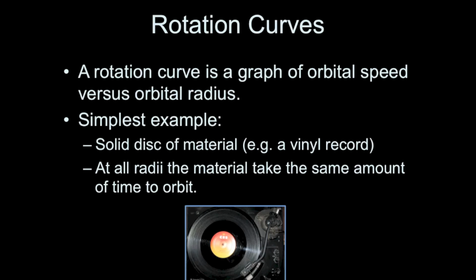So a rotation curve is a graph that plots the speed of an object that's orbiting versus how far away it is from the center of whatever the orbiting system is. So, orbital speed versus orbital radius.